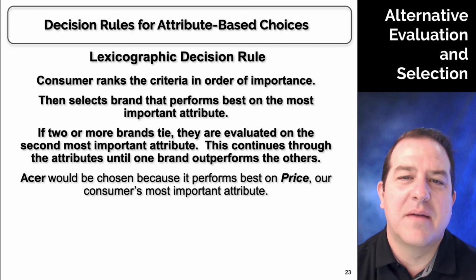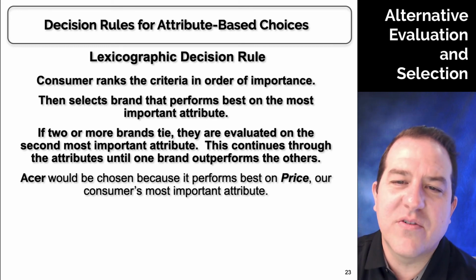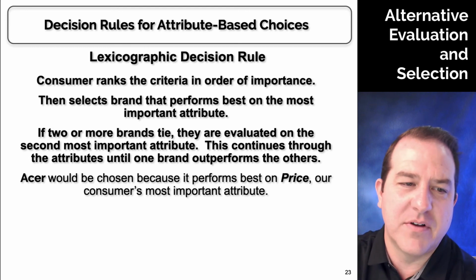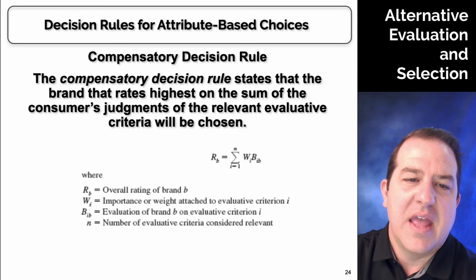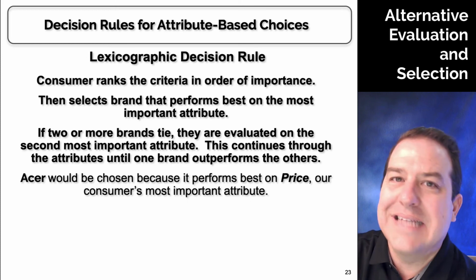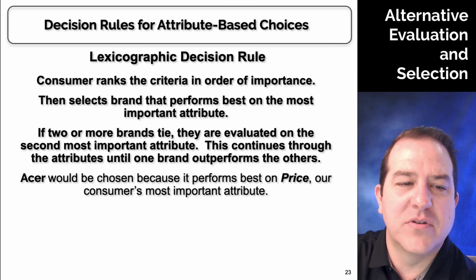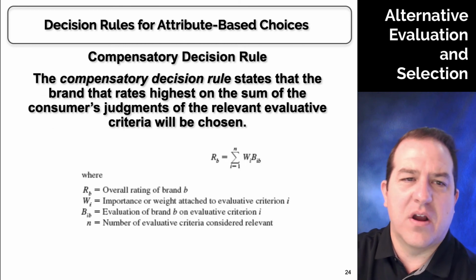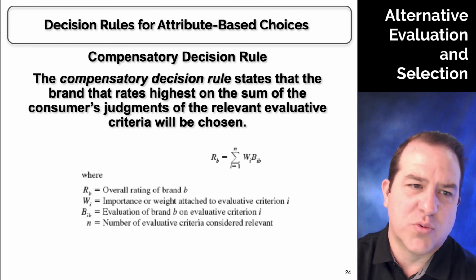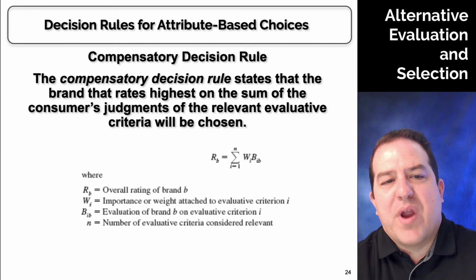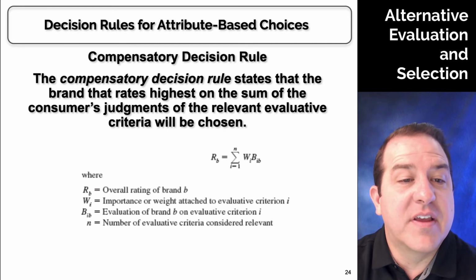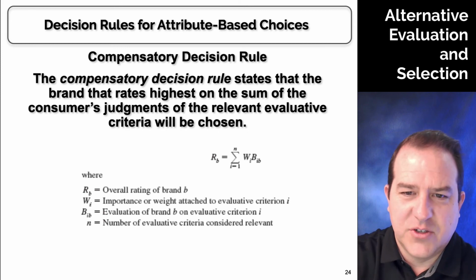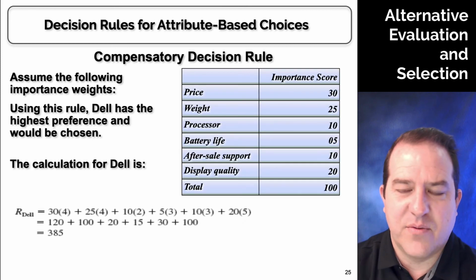And so when we look at lexicographic decision rules, consumers rank the criteria in order of most important, then select that brand that performs best in the most important attributes. And it's important to say if 2 brands tie, they are evaluated in the second most important attribute. So our compensatory decision rule states that the brand that rates highest on the sum of the consumer's judgments of the relevant evaluation criteria will be chosen. So we're going to look at that right here.